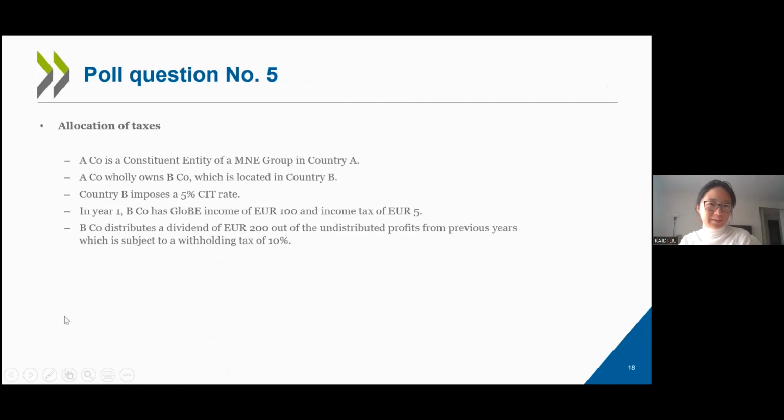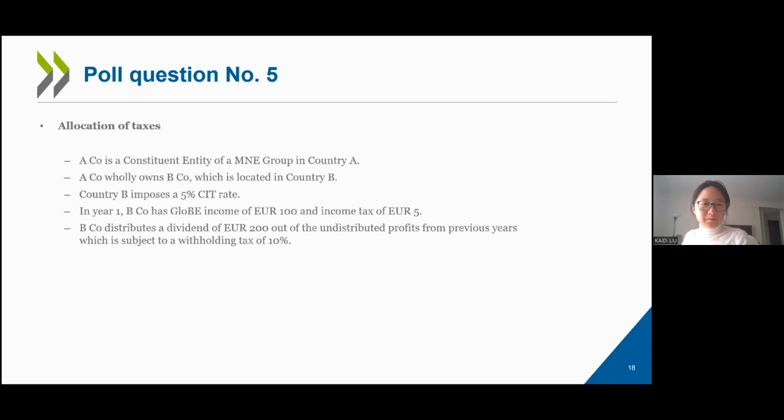ACO is a constituent entity of the M&E group in country A. ACO wholly owns BICO, which is located in country B. Country B imposes a 5% corporate income tax rate. And in year 1, BICO has a GloBE income of 100 euros and a tax of 5 euros.